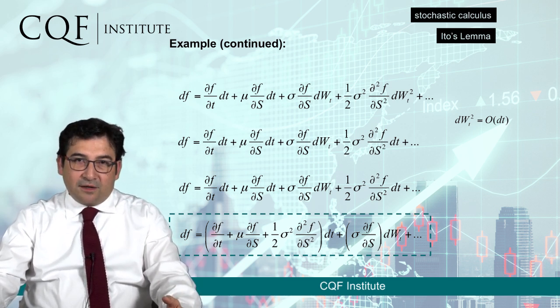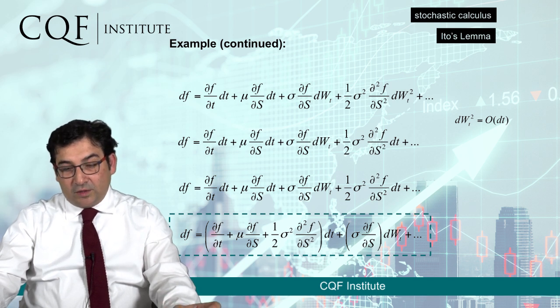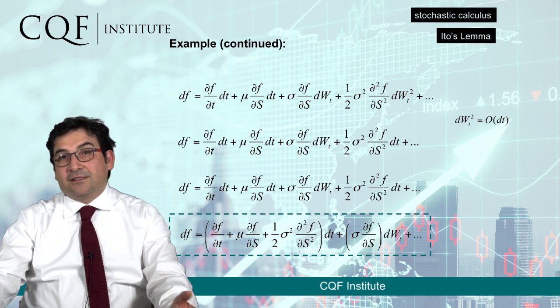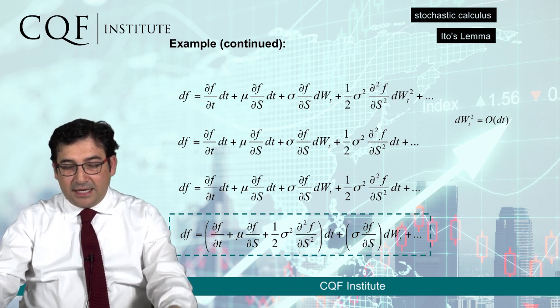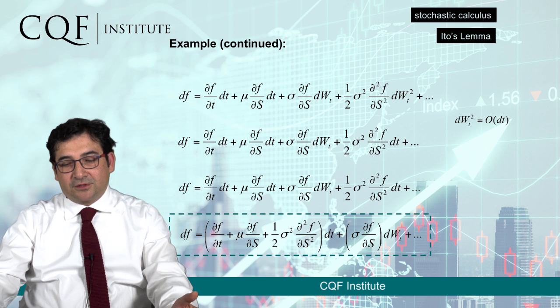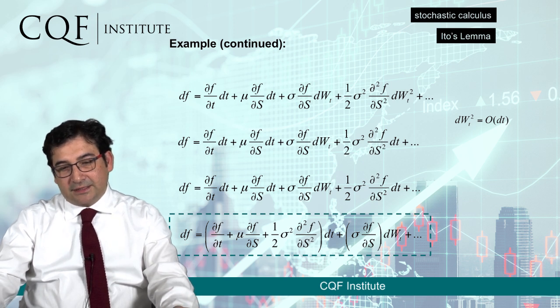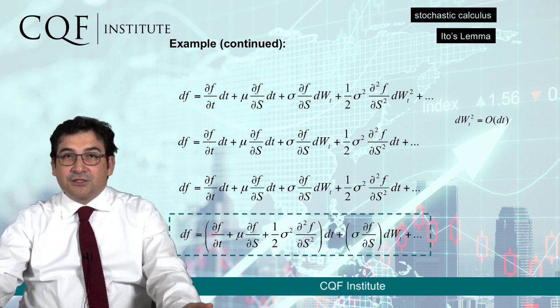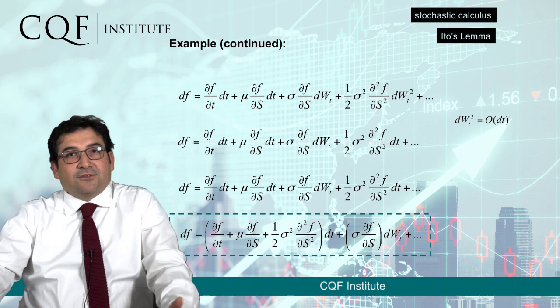Through Ito's lemma, we were able to investigate what happens with variations of the function of a stochastic variable. And this is going to be very useful because it is going to allow us to investigate what will happen with the pricing of options or other types of financial derivatives, which are indeed functions of a stochastic variable.